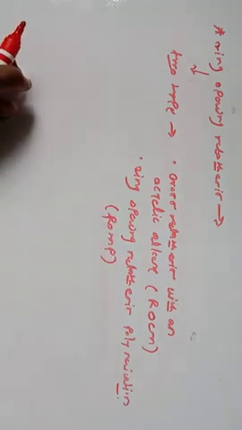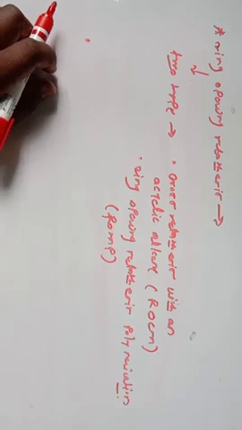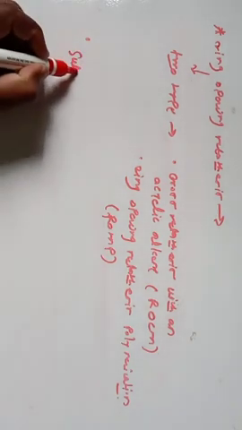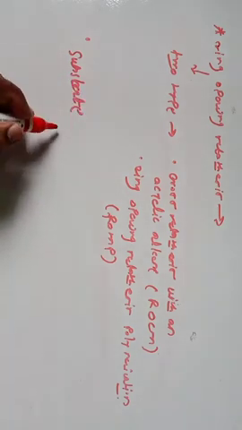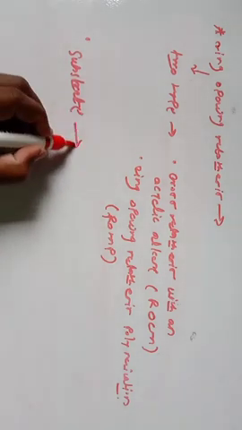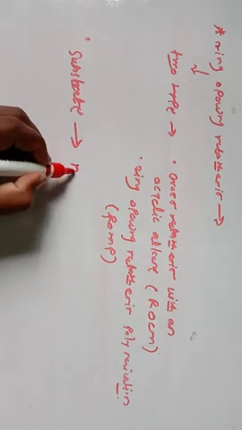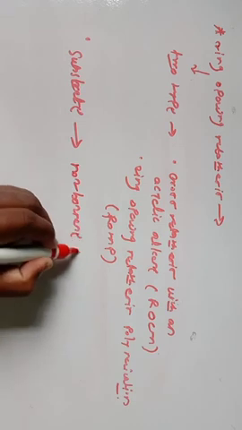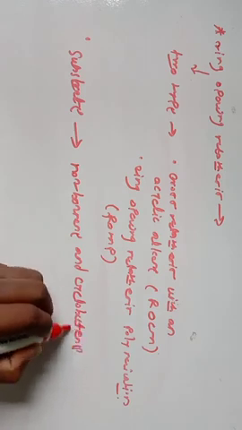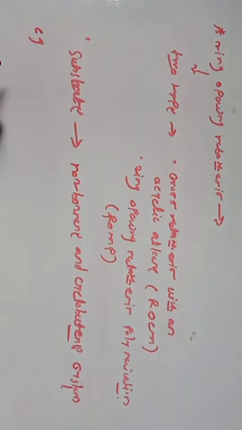Again, an important point regarding this ring opening metathesis: the substrate, or we can say the system or the reactant, is generally the norbornene and cyclobutene system. For example, if we consider a substrate, then the norbornene.